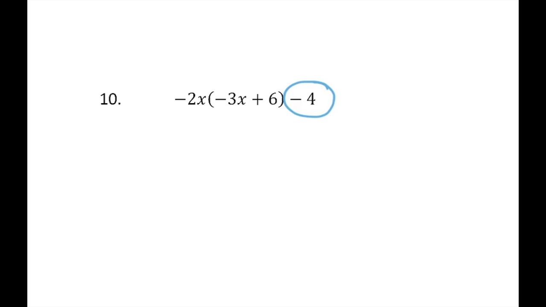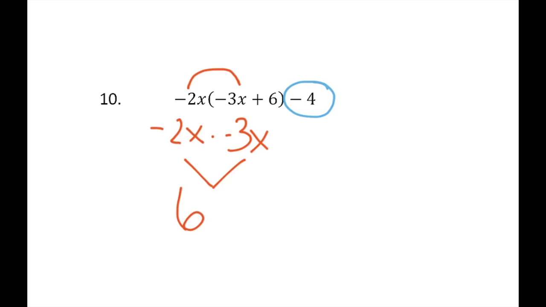So let's start with the beginning. Negative 2x times negative 3x. Let's start there and get that combined so we're not too overwhelmed. I'm going to bring that down, and what is a negative 2x times a negative 3x? So first, negative 2 times negative 3 is a positive 6. X times x is an x squared.